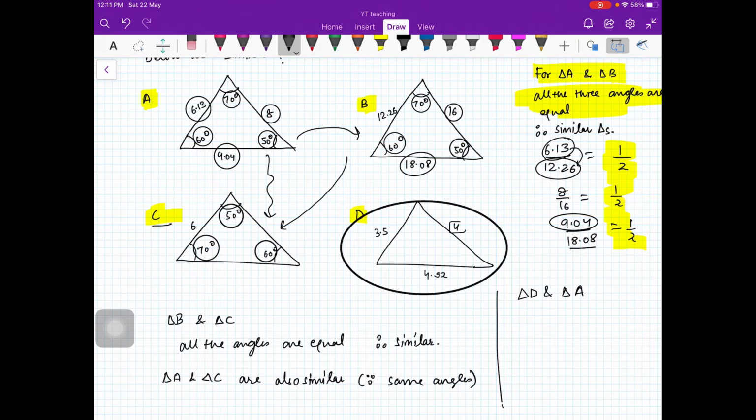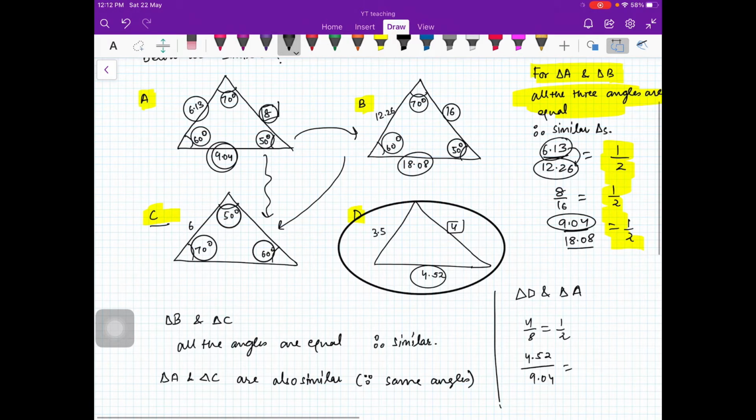You see one side is 4 here, and one side here is 8. So 4 by 8, the ratio is 1 by 2. Then I have 4.52 divided by 9.04. That ratio is also 1 by, how much is that ratio? Can you tell me? 2, right? If you multiply it with 2, you'll get 9.04.